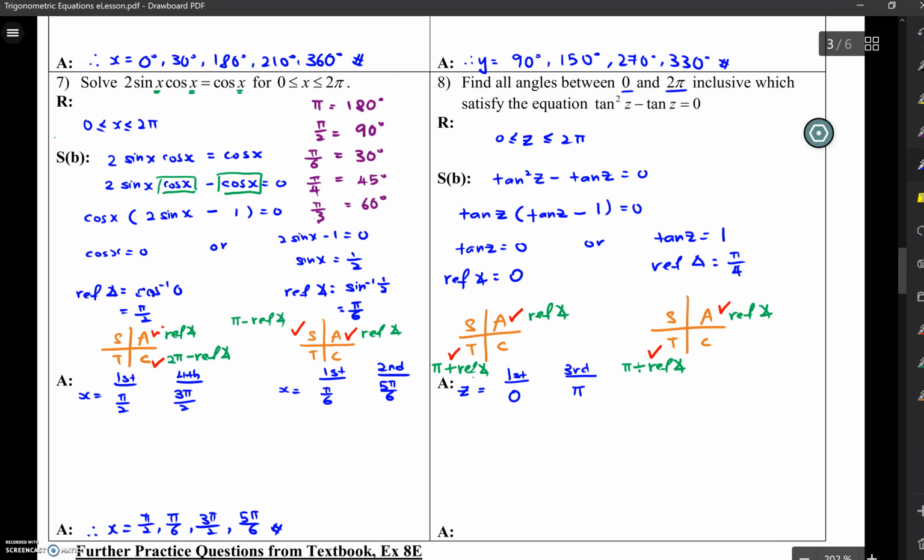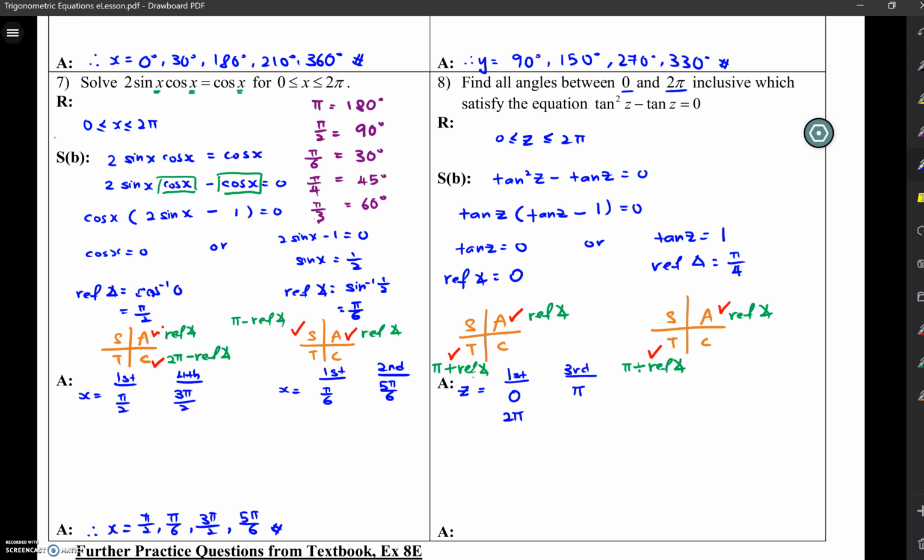For the third quadrant, we take pi plus reference angle, which is pi radian. Okay, similarly here, we want to see whether there are more cycles. So if 0 degree, if we add a forward cycle, so 0 plus 2 pi, is it within the range of 0 to 2 pi? Since it is within the range, 2 pi is one of the answers. Okay, so any more answers from the first quadrant? No more, because it will all be over the range.